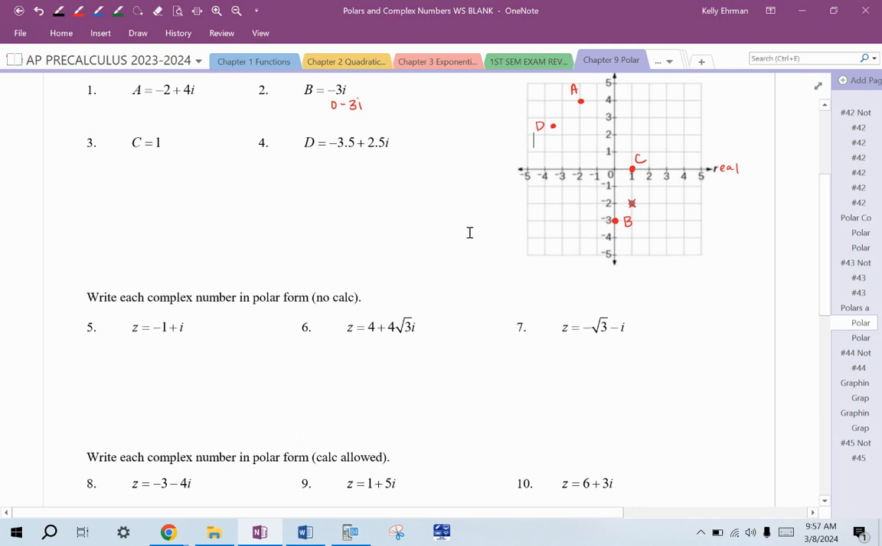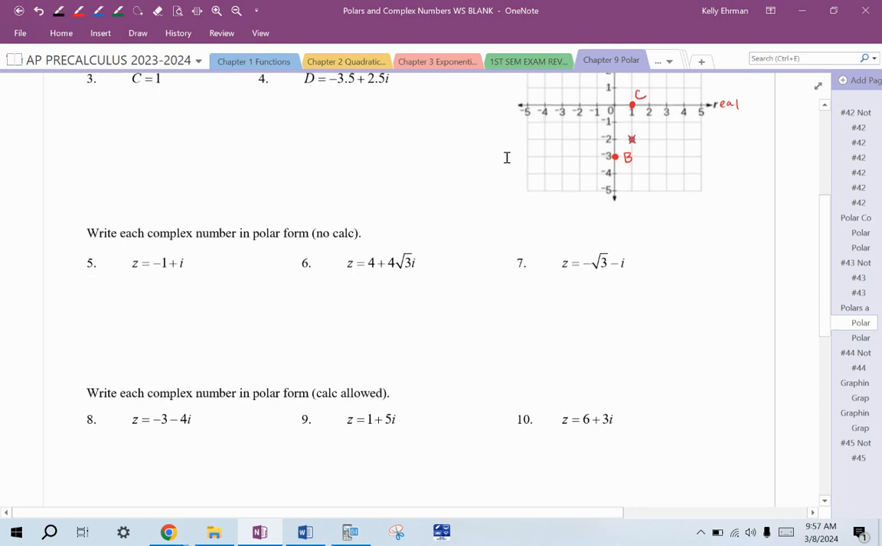Okay, write each complex number in polar form. No calculator for these. So remember, for these, we need to find R, find theta, write polar form. Remember, polar form is Z equals R times the quantity cosine theta plus sine theta times I. I don't care if you write I sine theta or sine theta times I. I think it's technically correct to put the sine theta in front, but it just looks weird with an I on the end sometimes.